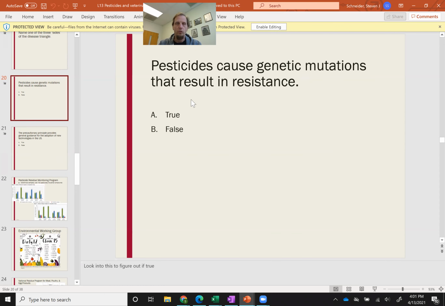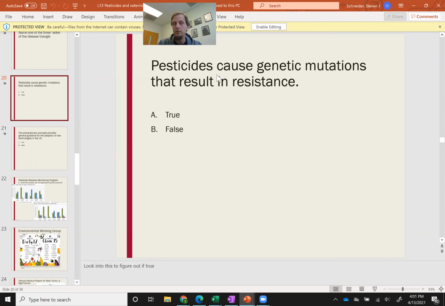Pesticide, oh, we already looked at this one. Oh, no, we didn't. Pesticides cause genetic mutations. So I showed you, you can copy paste that into Google and see what you find. Biologically, pesticides do not cause the mutations that result in resistance.